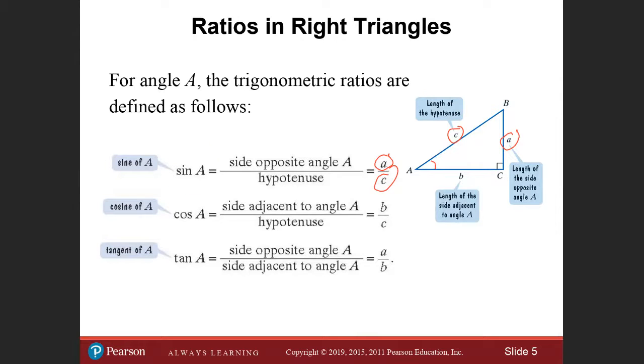So that's sine A. Cosine A is the side adjacent to angle A. So that would be this side, B, and then over C, which is the longest side. So that's the one there. And tangent A is the side opposite angle A over the side adjacent to angle A. So that should be A over B. A over B, that would be the ratio.